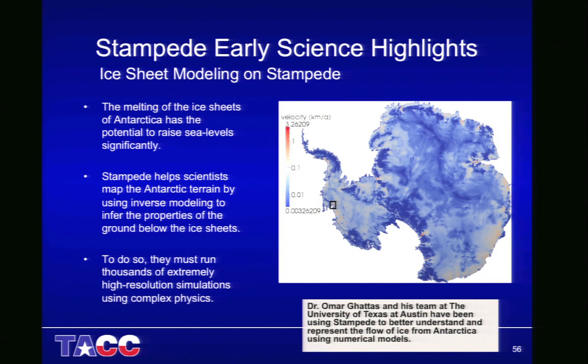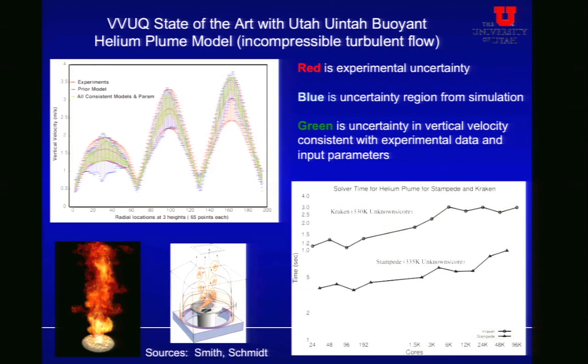This is an example from UT Austin. This is Omar Gattas. You might see him occasionally at the Gordon Bell talks at SC. This is not a Gordon Bell kind of run. This is actually more of a science run where they're doing ice sheet modeling. And what they're doing on Stampede is actually using very high order numerics to run lots of complex multi-physics simulations and to do an inversion of Antarctica to actually infer some of the properties. So that's running on the system.